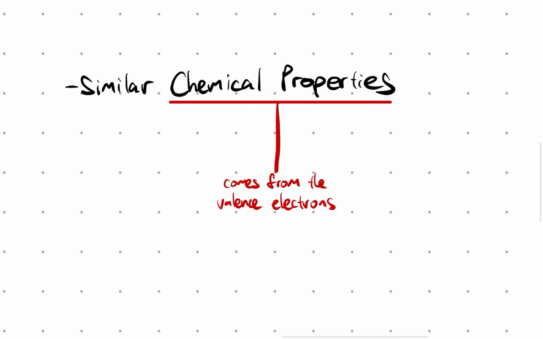Now, isotopes of the same element have similar chemical properties because electrons are the ones responsible for chemical properties, not neutrons.